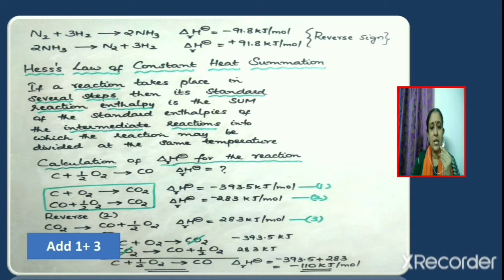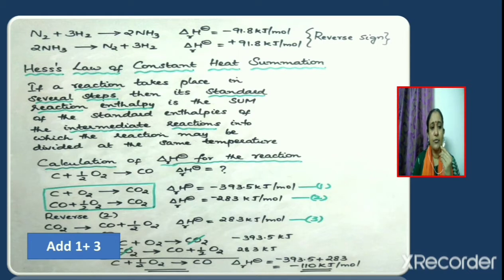So we can write C + O2 giving CO2, plus CO2 giving CO + 1/2 O2. Now when we add these two equations, we get C + O2 giving CO + 1/2 O2. CO2 will get cancelled because one appears on the reactant side and the other appears on the product side. Now 1/2 O2 can be brought to the reactant side. So we get C + 1/2 O2 giving CO. So this is the desired equation. And to get the desired equation, we have added equations 1 and 3.